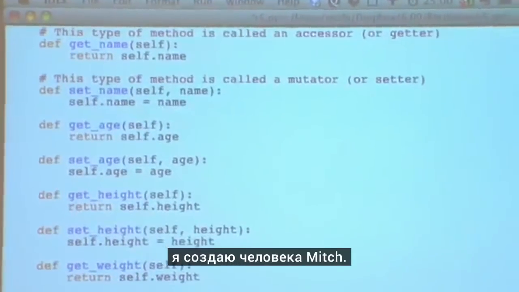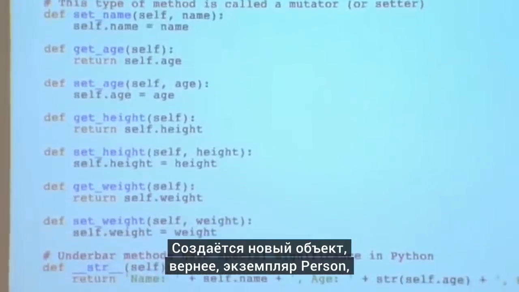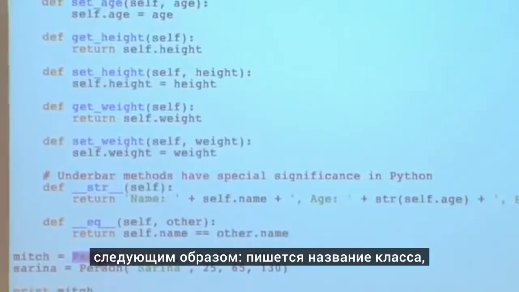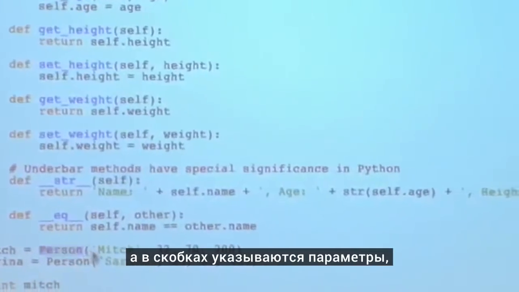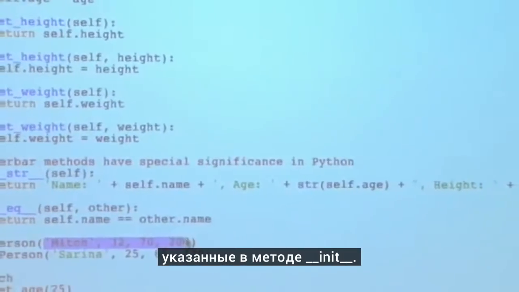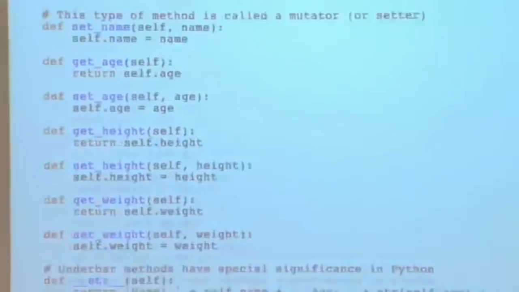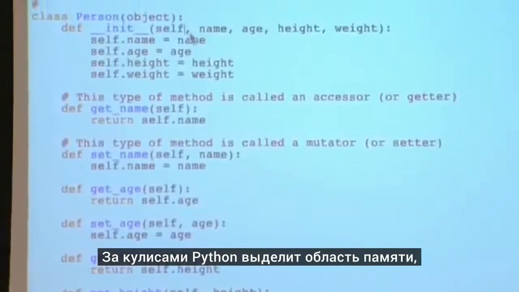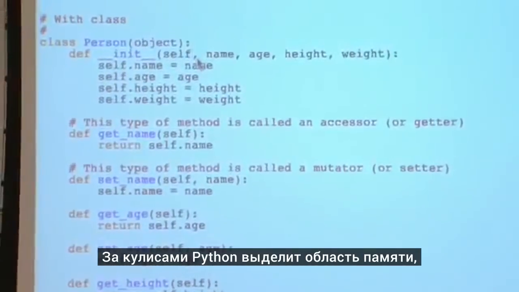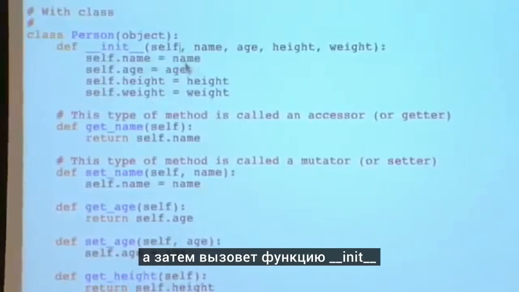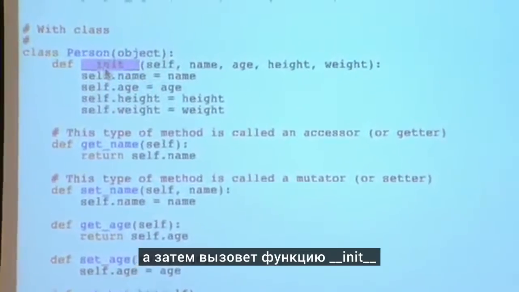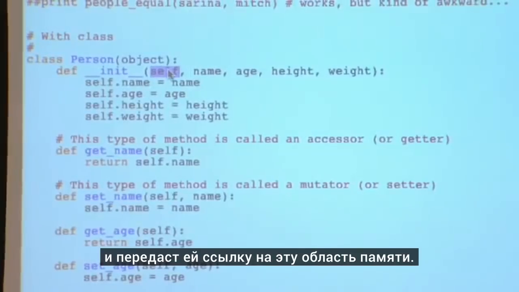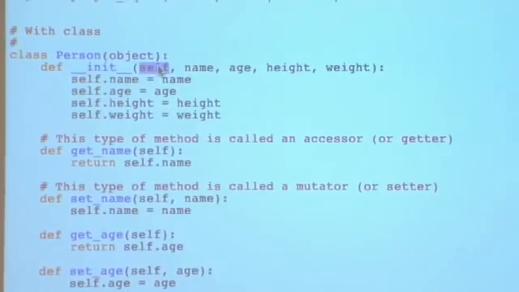So in this case, I'm making a Mitch person, all right? The way that you make a new object, or an instance of person, is you have the class name, and then you pass it whatever parameters are specified in init. Now, behind the scenes, Python will create a chunk of memory, and then it'll call this init function, and it'll pass a reference to that chunk of memory.